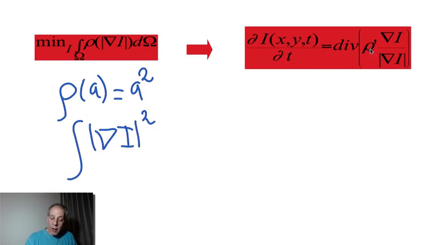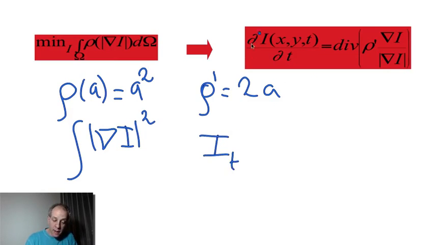And then the Euler-Lagrange, so if rho of a is a squared, then rho prime is 2a. So instead of rho prime, I have to put 2 times whatever is inside rho, which is the gradient. So basically I have here, and then the Euler-Lagrange equation is this, equal the divergence of rho prime, basically 2a. Let me ignore the 2, it's just a scale.